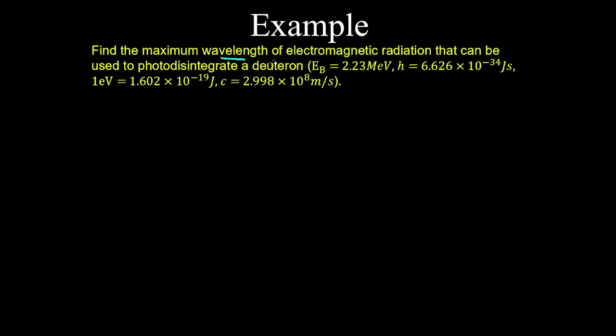Find the maximum wavelength of electromagnetic radiation that can be used to photodisintegrate a deuteron. And we're given the following constants. So recall the energy of a photon is Planck's constant by the frequency of light, and that's equal to Planck's constant by the speed of light on the wavelength.